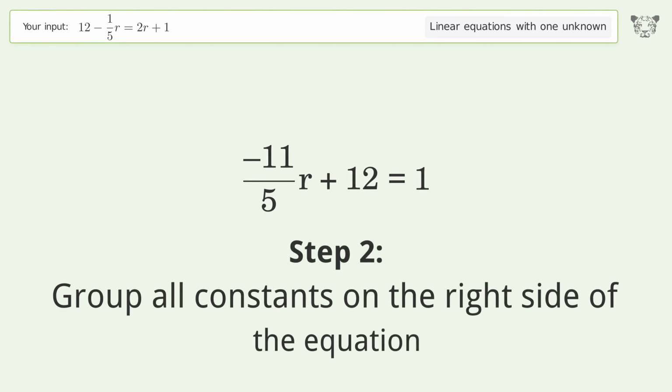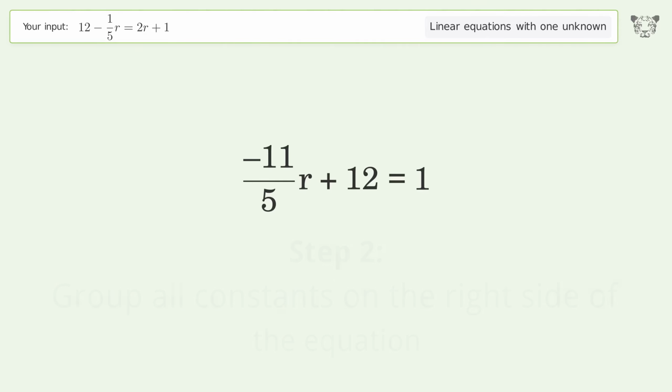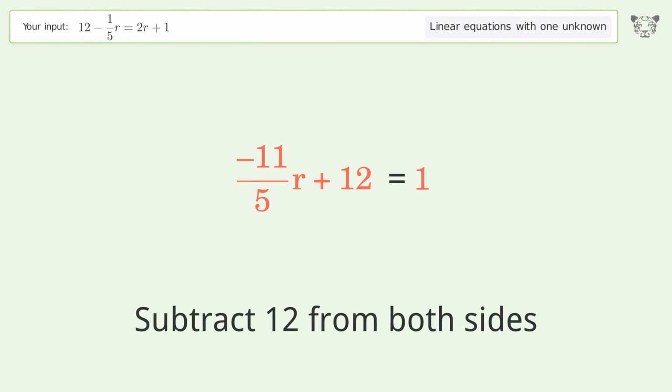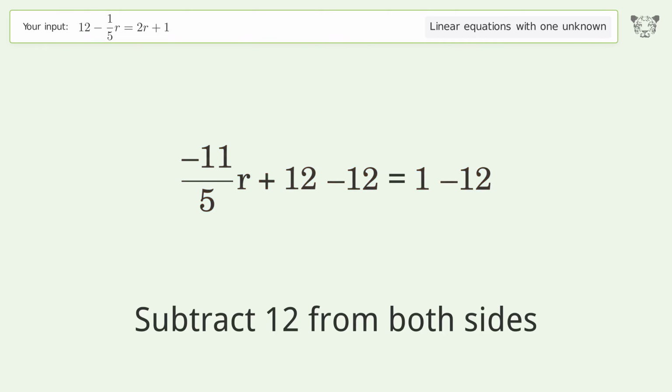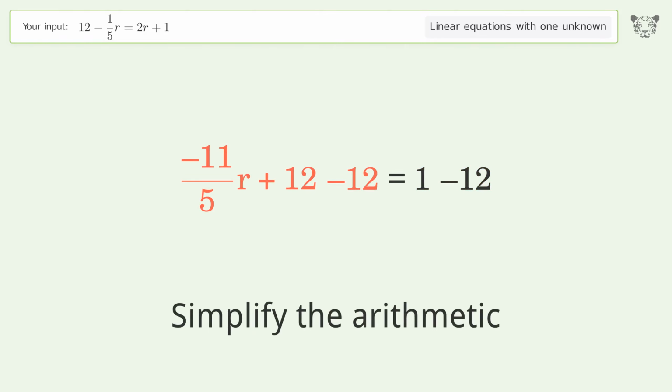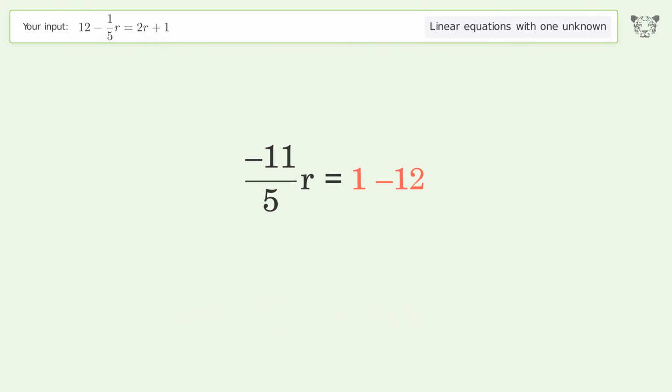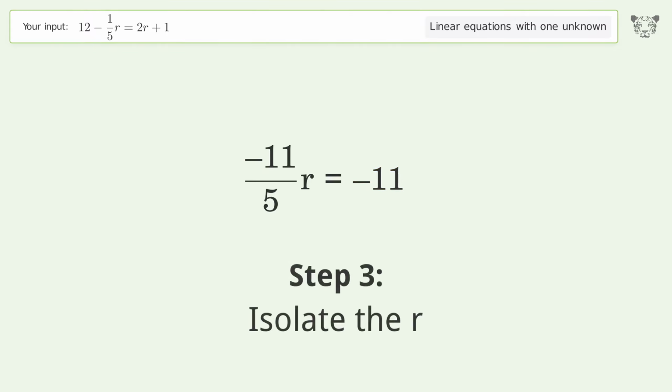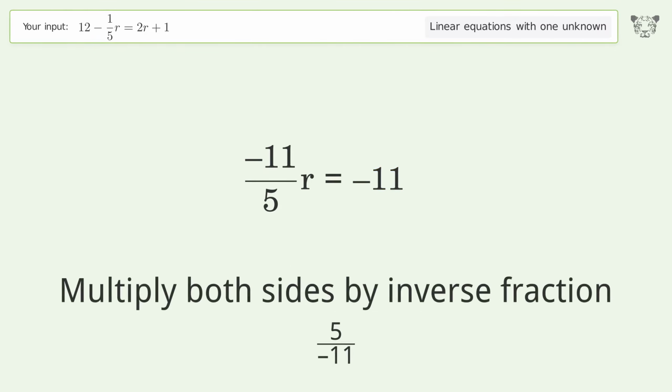Group all constants on the right side of the equation. Subtract 12 from both sides. Simplify the arithmetic. Isolate the r. Multiply both sides by inverse fraction 5 over -11.